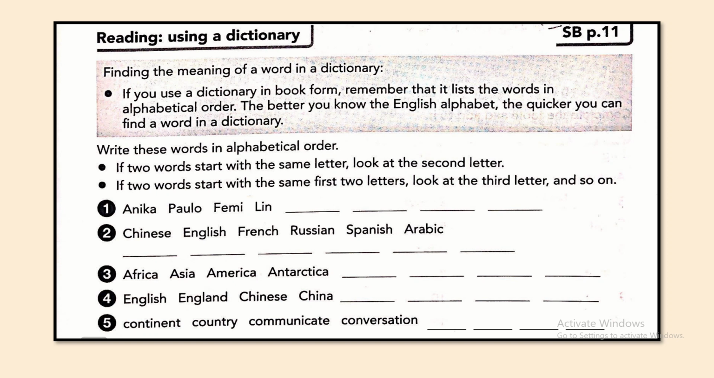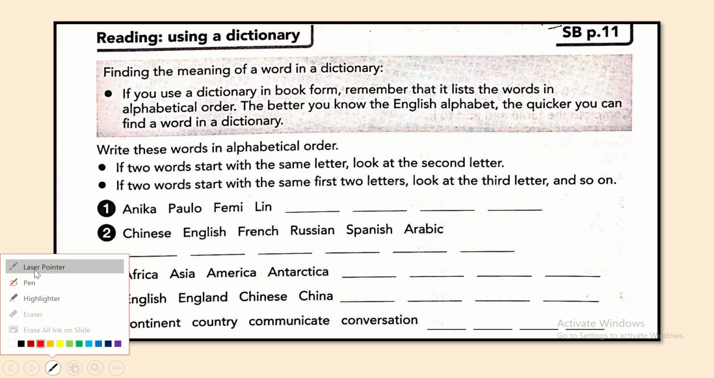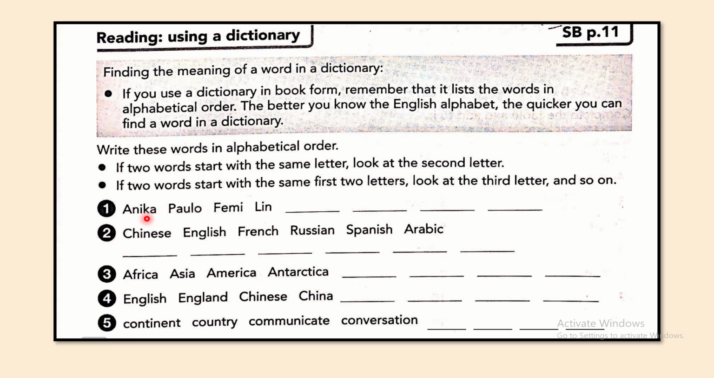Let's do the first one together. There are 4 names given and we have to put them in alphabetical order. So how will we do that? The names are Anika, Paulo, Femi, and Lynn. We have to put these names in alphabetical order. Anika starts with the letter A, and no other word has A as its first letter. So of course, Anika goes first.